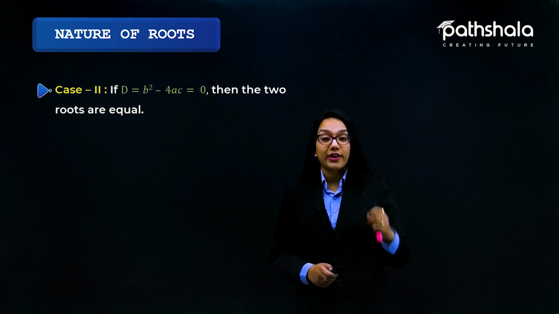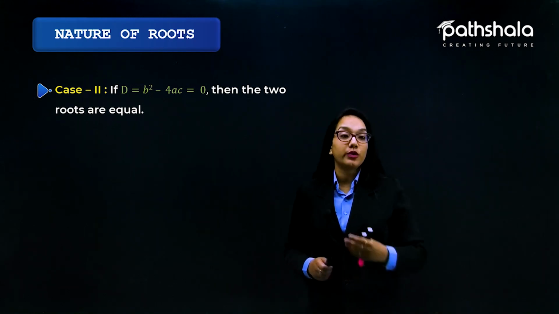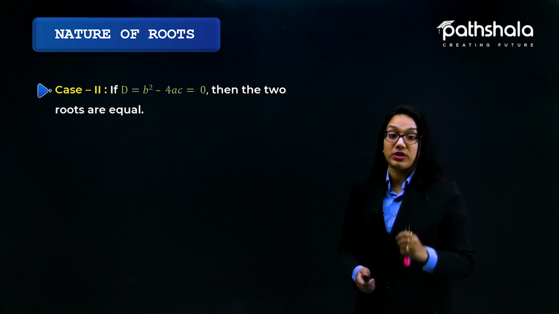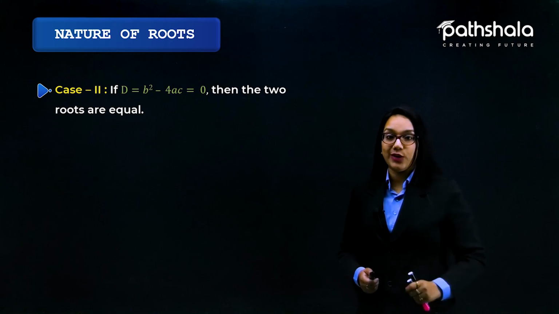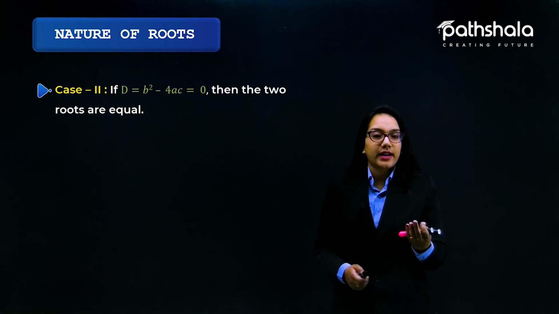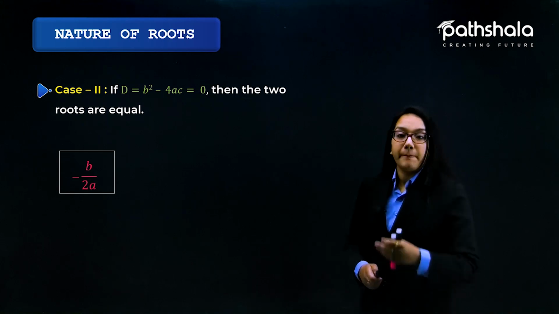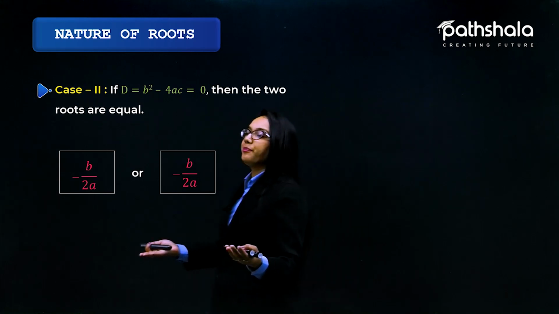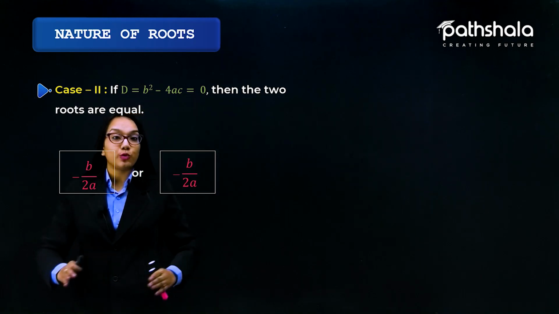Case number 2 says if D is equal to 0, then the two roots are equal. Always remember, whenever D is 0, the two roots are equal to each other, because if we substitute the discriminant D equal to 0 in the quadratic formula, we get the two roots as nothing but minus b by 2a or again minus b by 2a. So these are the two roots which are equal to each other whenever capital D comes out to be 0.